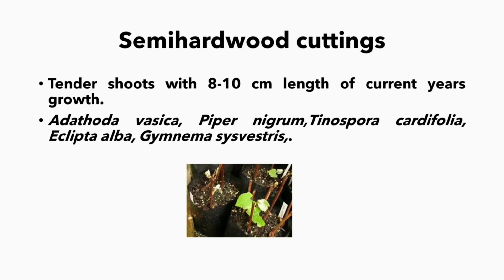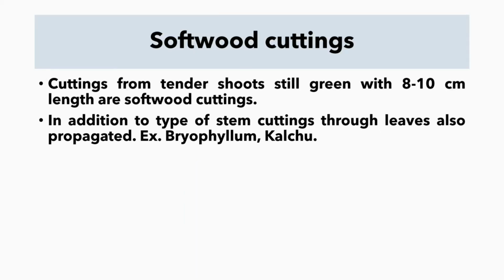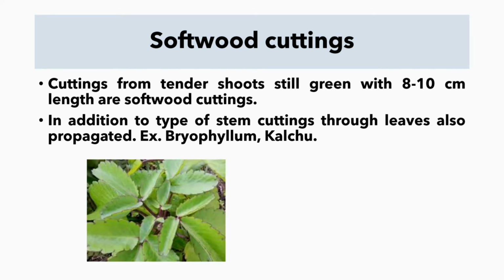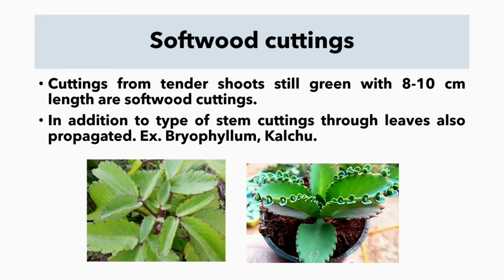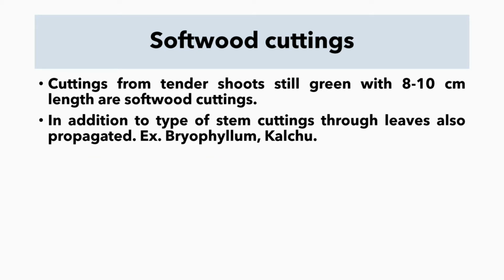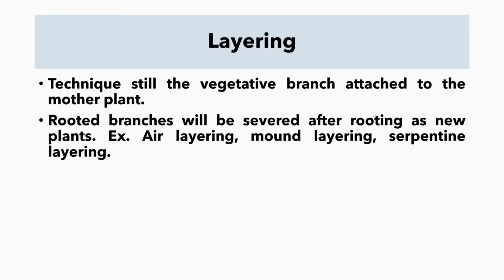Semi-hardwood cuttings. We should take the tender shoots with 8 to 10 cm length of current year's growth for cuttings. Example for semi-hardwood cuttings, Adhatoda vasica, Piper nigrum, etc. Softwood cuttings. Cuttings from tender shoots still green with 8 to 10 cm length are taken for softwood cuttings. In addition to the types of stem cuttings, propagation is also done through leaves. Example, Bryophyllum.